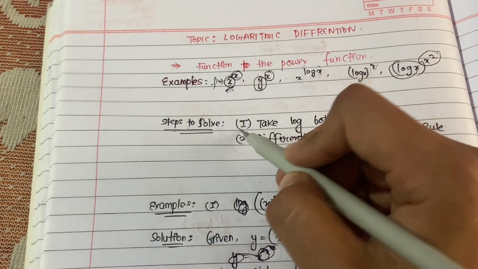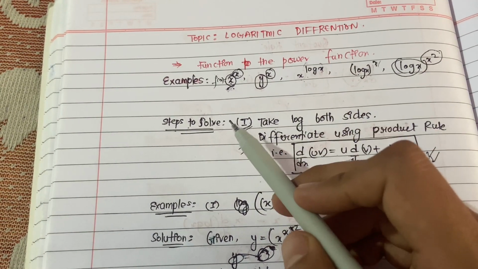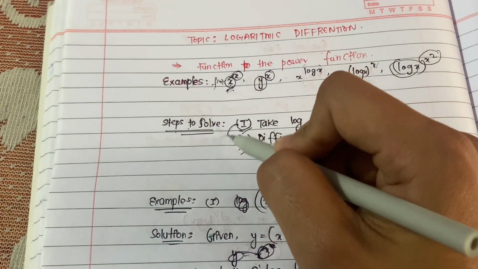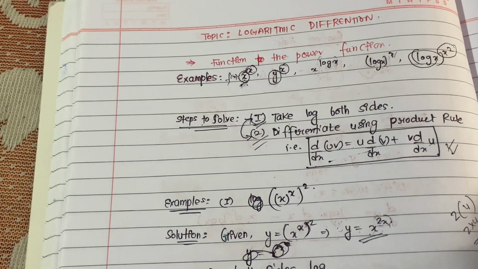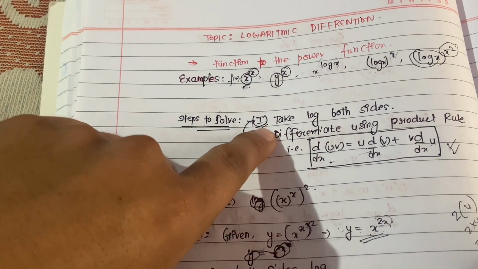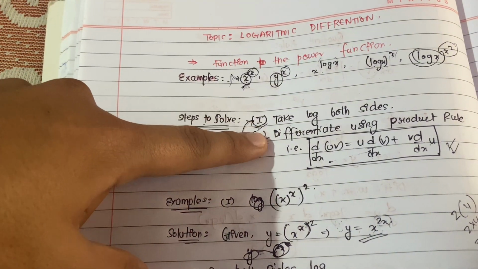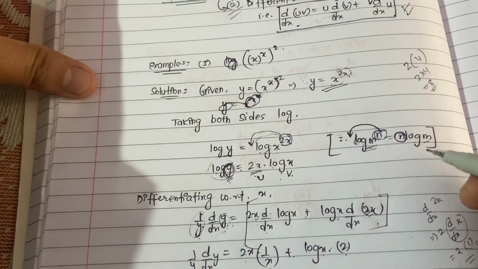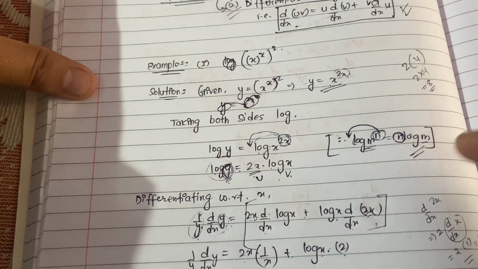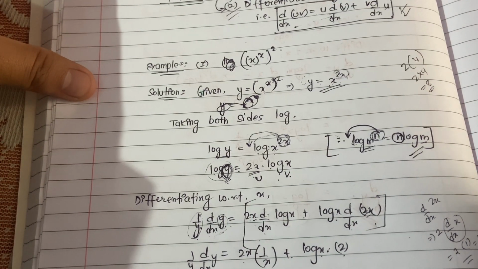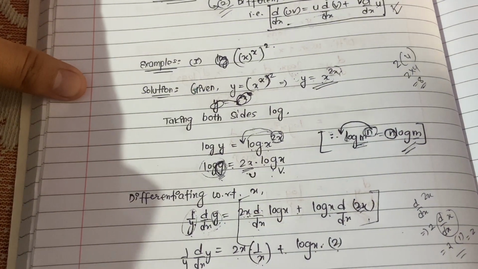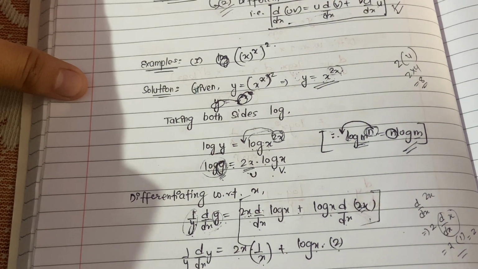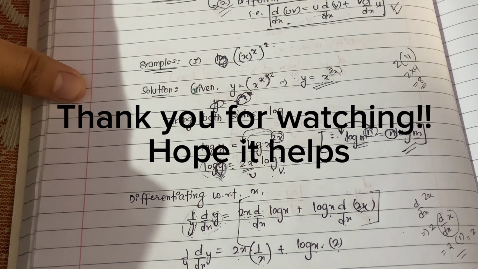So what we did was only use these two steps to solve the questions. First of all, we have to take the log and differentiate using the product rule. You need to remember this property. This will be used everywhere in the questions of logarithmic differentiation. So thank you. In the next video we will go for some complex questions, so stay tuned.